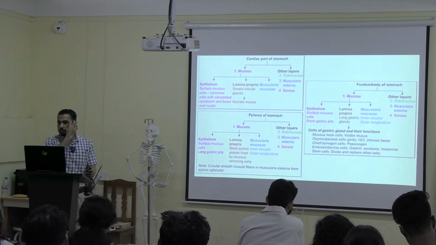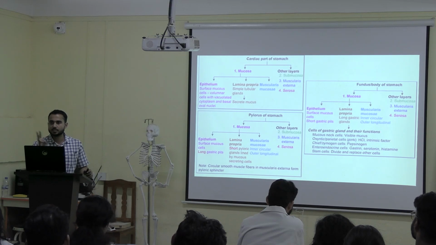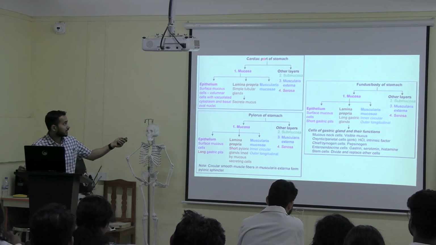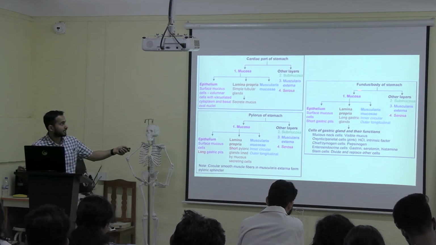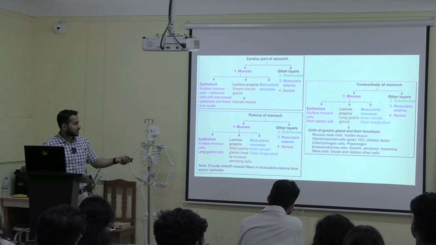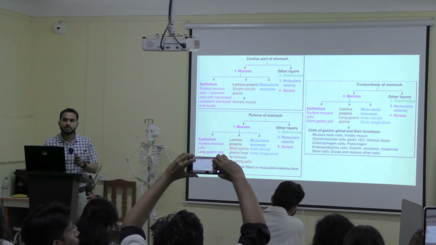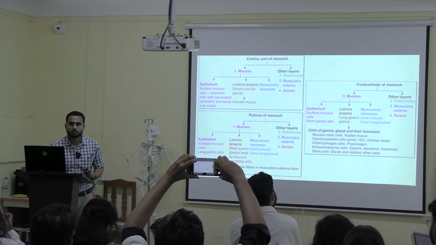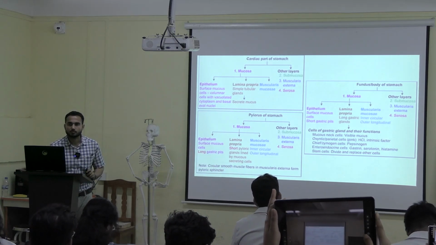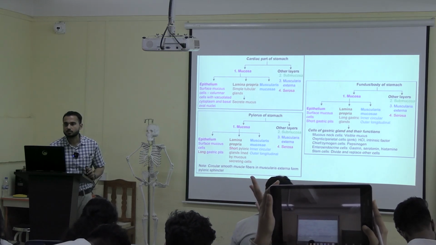Now in most of the books I have seen that the histology of the stomach is segregated into three different portions. The cardiac part is given separately, the fundus or the body is given separately, and the pylorus of the stomach is given separately. Okay, so whatever we have discussed is present in all, but what are the differences? Now what do you think, in which layer can differences be present?